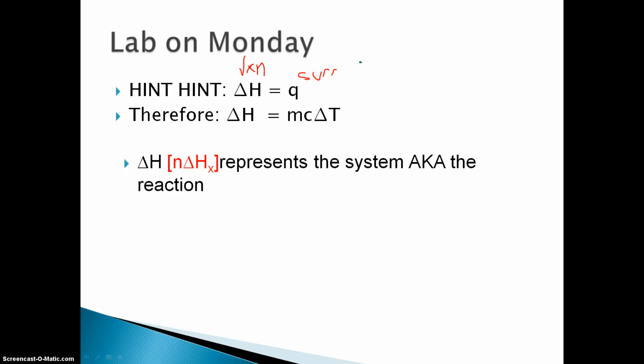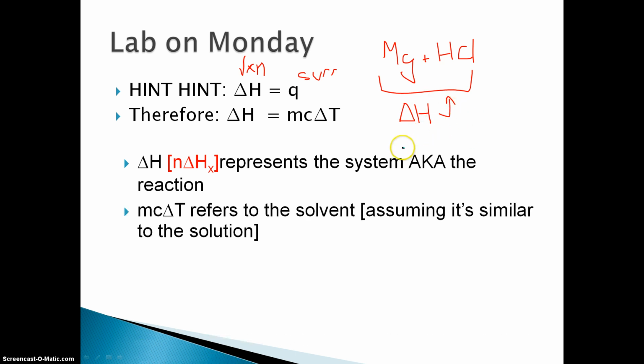Now the delta H part, so this is number of moles times the molar enthalpy, represents the system, or what we would term as a reaction. So if for your lab you were mixing magnesium metal and HCl, then we would say that this is delta H. This is a reaction, this represents a system. The second part of the equation, MC delta T, we represent this by the solvent. Okay? So we just say that this was the liquid. Okay? This is the surroundings. This is what MC delta T stands for. It represents the change that's taken in the surroundings.